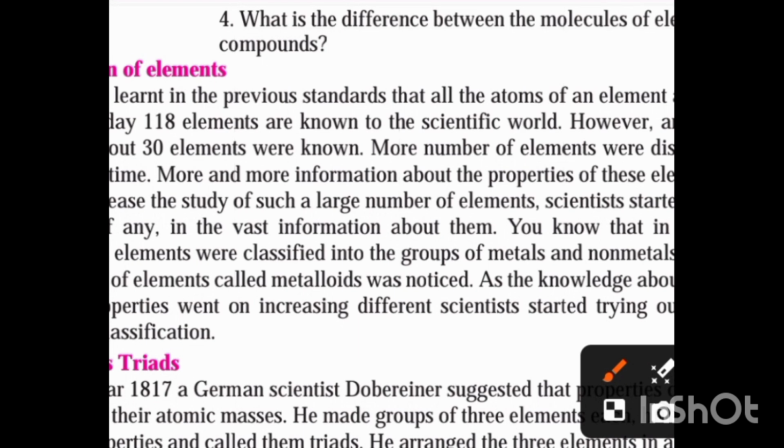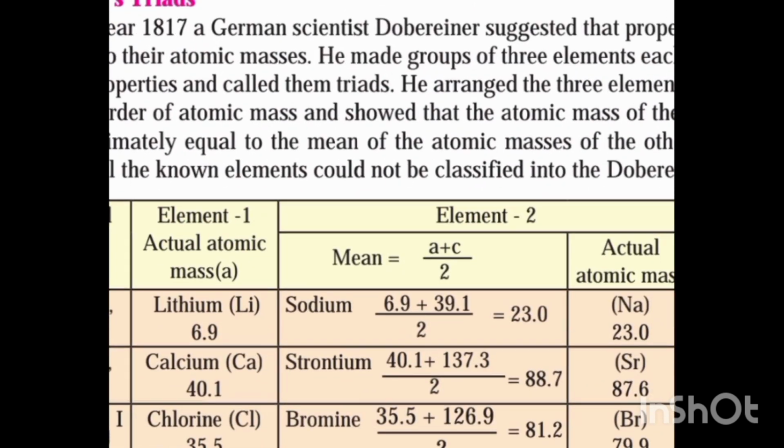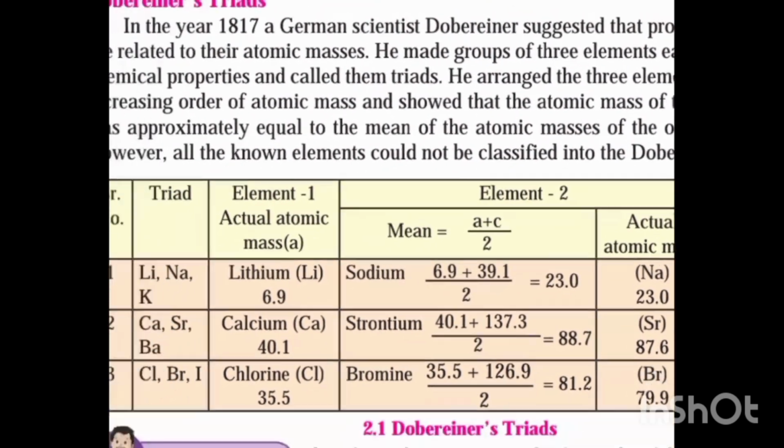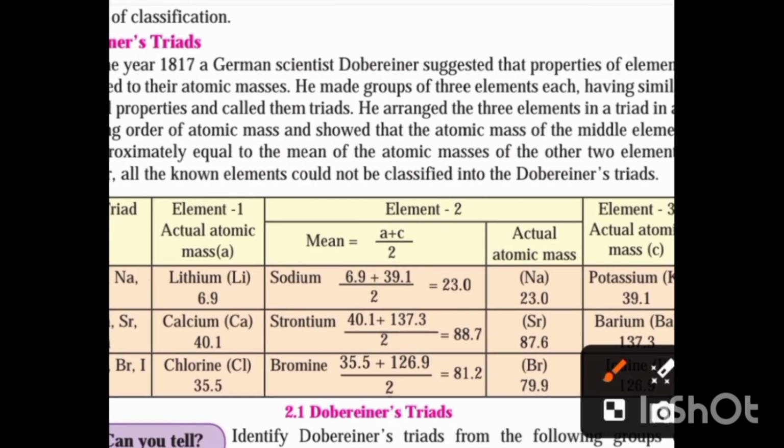So moving towards our scientists. The first scientist is Dobereiner. If it is asked who gave the Dobereiner triads, then don't write Dobereiner. This is apostrophe S. Okay, remember this. While writing also, this is apostrophe S. It is Dobereiner's.